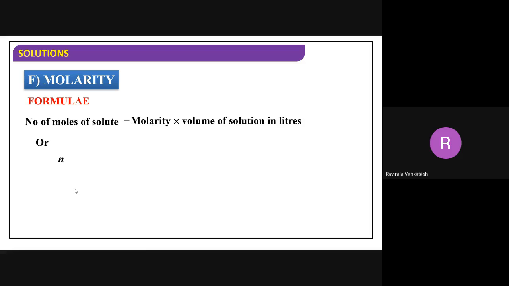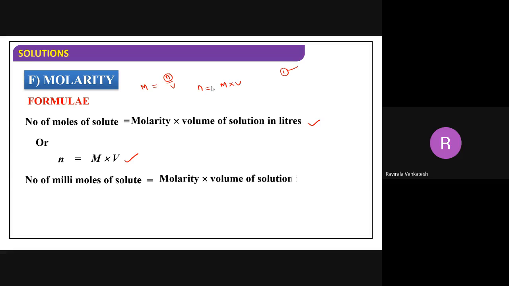Now you can also rewrite this formula like this. Why? Because you already know molarity is equal to N by V, the first formula we discussed. Based upon this, by cross multiplication N is equal to M into V. So same formulas, different number of formulas, but the fundamental formula is only one. If you remember that, we can easily derive all of them.